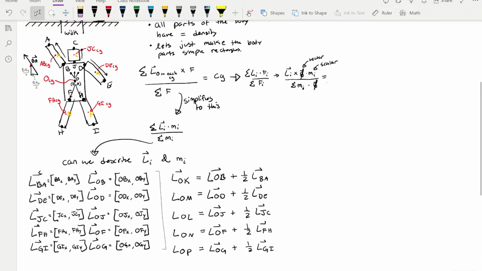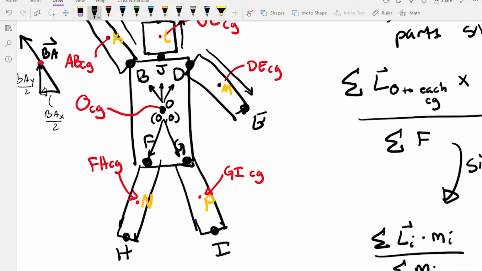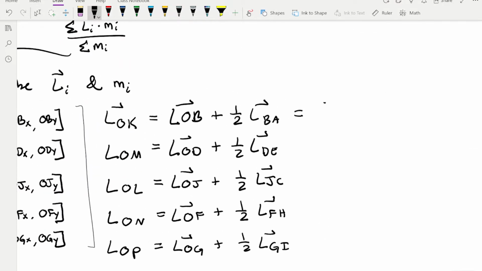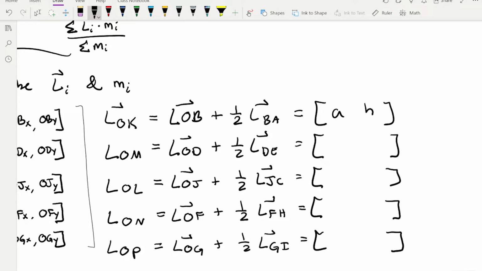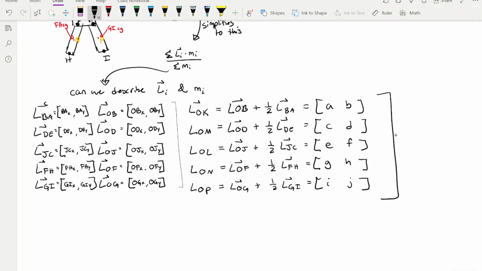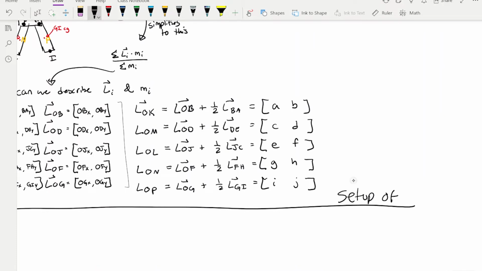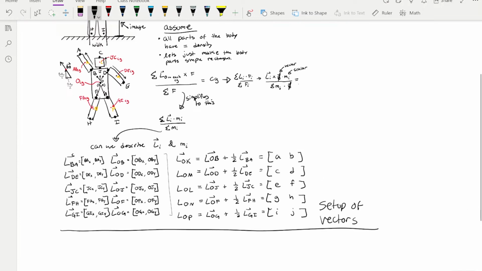Okay, so now we have vectors coming from the center of the torso to each one of our centers of gravity. All right, so let's rewrite that again. Now we can just call these points in a cycle: A, B, C, D, E, F, G, H, I, J. That's convenient, right? Everything up to now has been a setup of our vectors pointing to our centers of gravity.